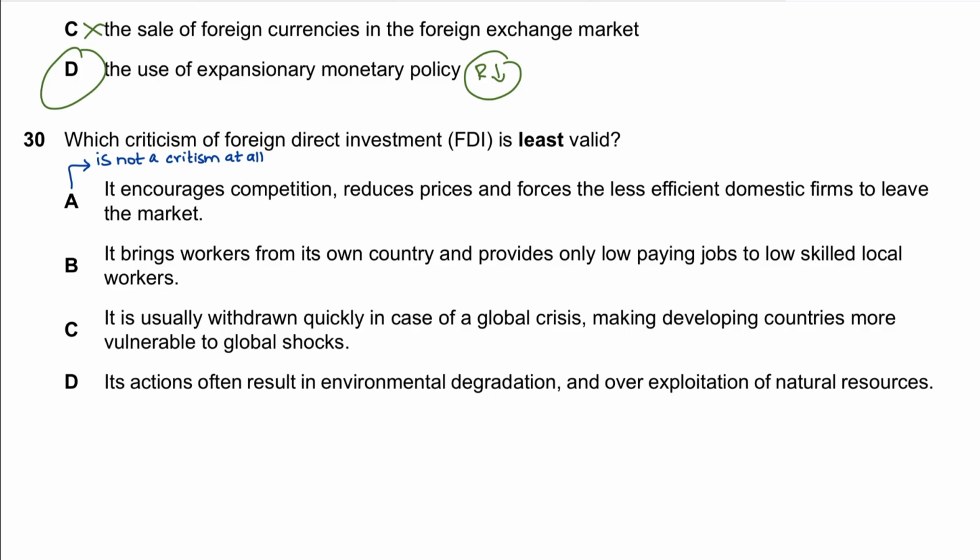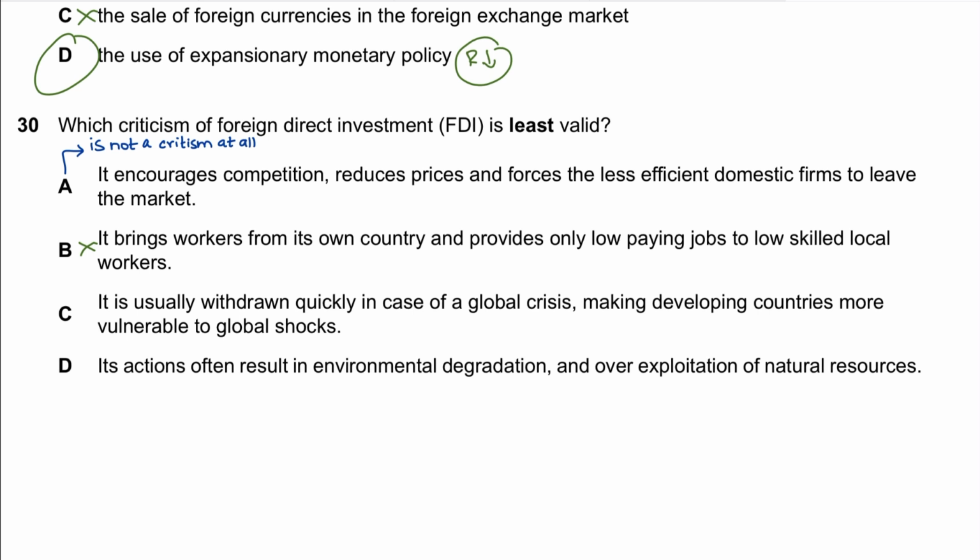Now, this is a valid criticism of FDI. This is actually a disadvantage that we teach in paper 4 for FDI. The question is asking which criticism is least valid. It's a valid criticism, so it's incorrect. We have to find out the least valid criticism. Option C says it is usually withdrawn quickly in the case of global crisis, making developing countries vulnerable. This is again a valid criticism.